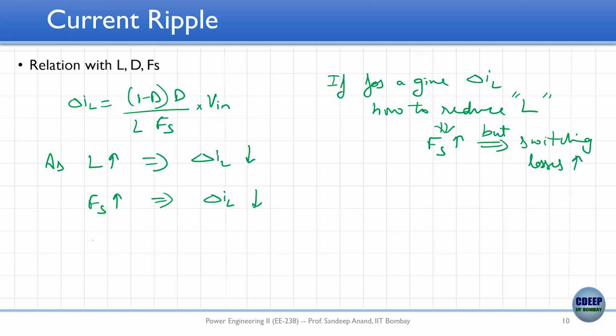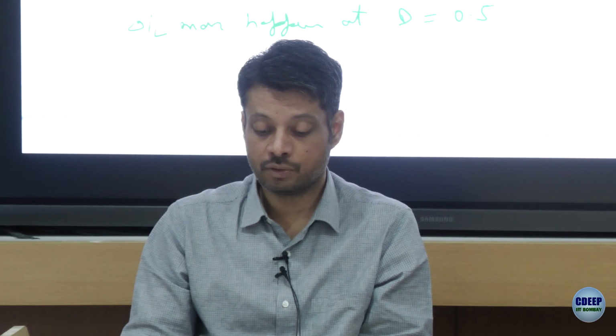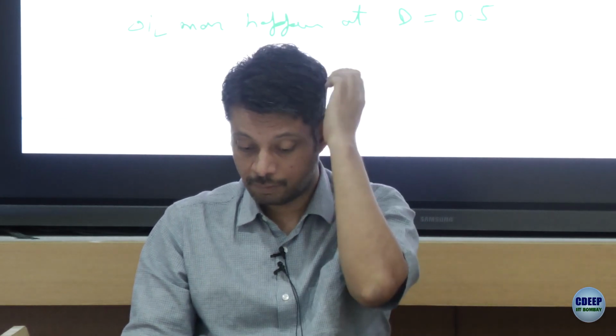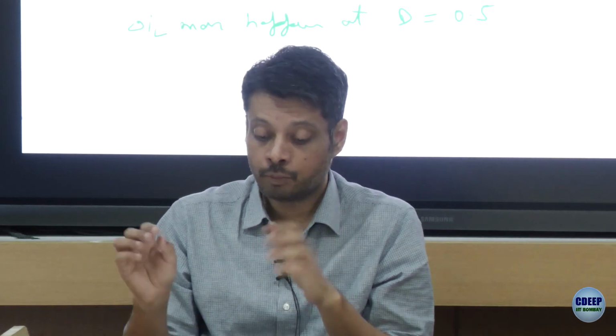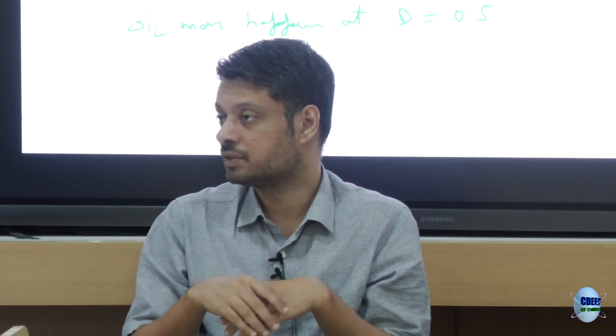Okay, what is the relationship between D and ripple current? Duty cycle and the ripple current? Yeah, maxima at half. Delta IL max happens at D equal to 0.5. So if your duty cycle is very close to 0, or if your duty cycle becomes very close to 1, in either case your ripple current absolute value will become 0. At D equal to 0.5, your ripple will be maximum, as per the expression, assuming the input voltage is fixed, inductance is fixed, Fs is fixed.